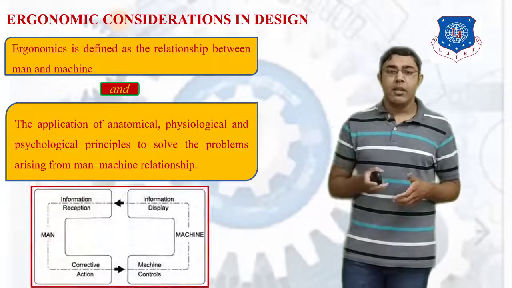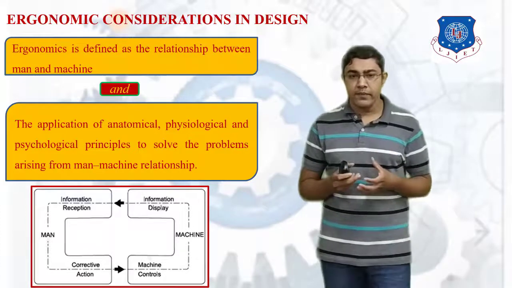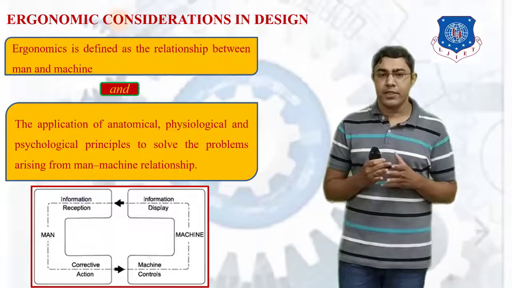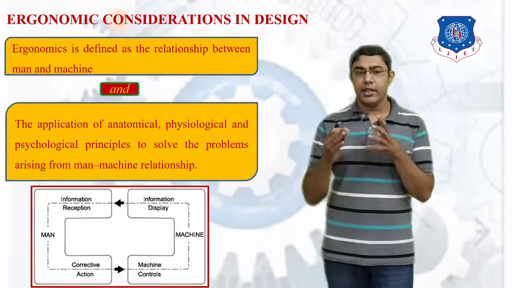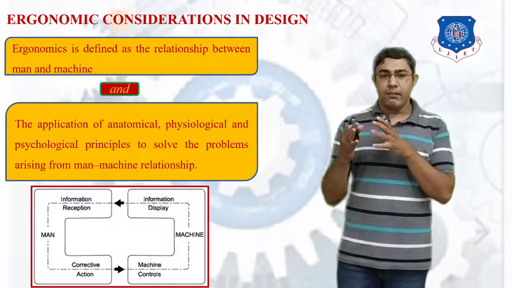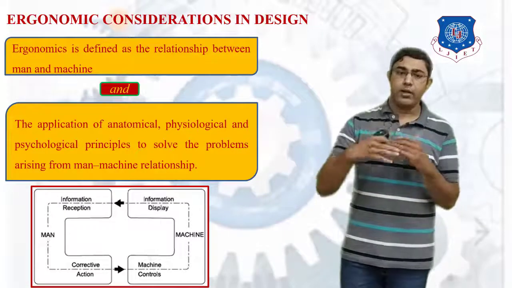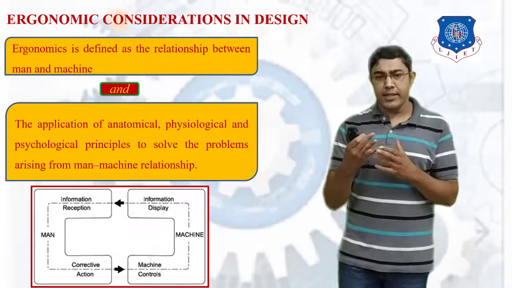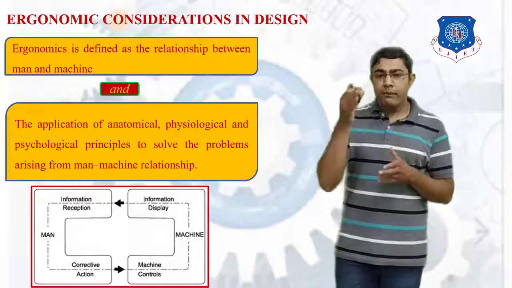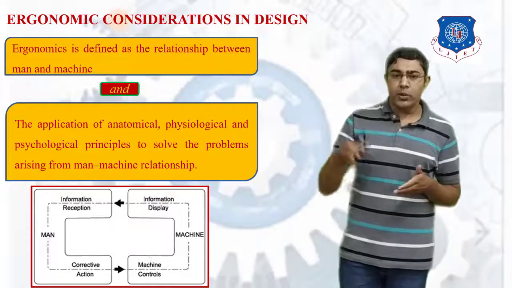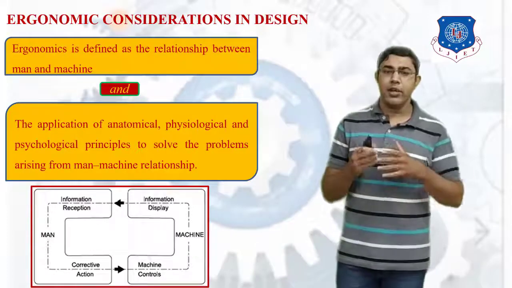Let's see the man-machine closed loop system. The figure shows the man-machine closed loop system, in which one side is the man and the other side is the machine. Whatever information is in the machine is received by the man, and the control of this information is done by the man and then fed to the machine. So the man-machine cycle works smoothly. This way you have to consider ergonomics in your machine design.